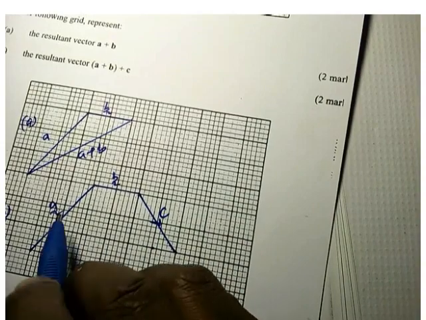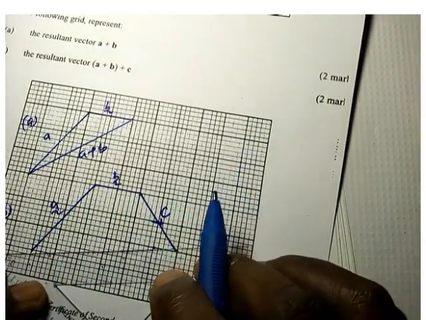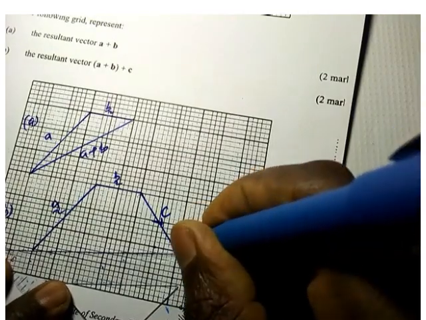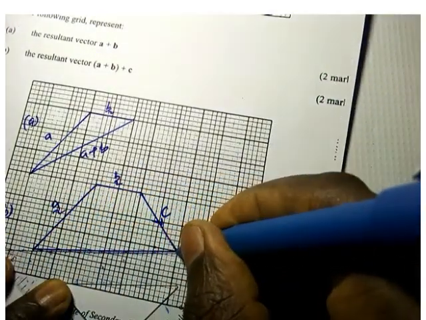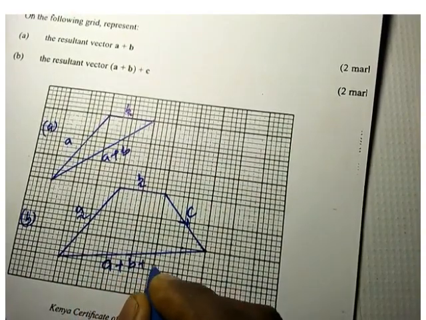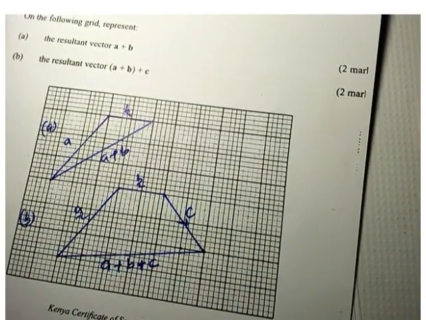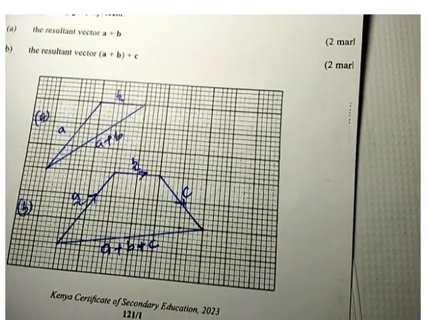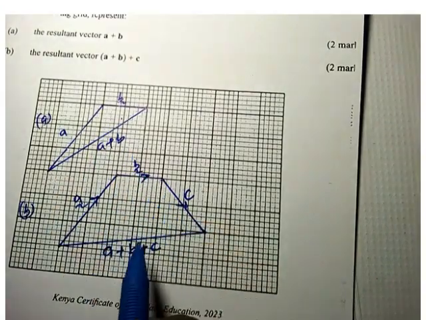And then now A, B, C will be, you join this one. So this one is A plus B plus C. So this is A, part B.